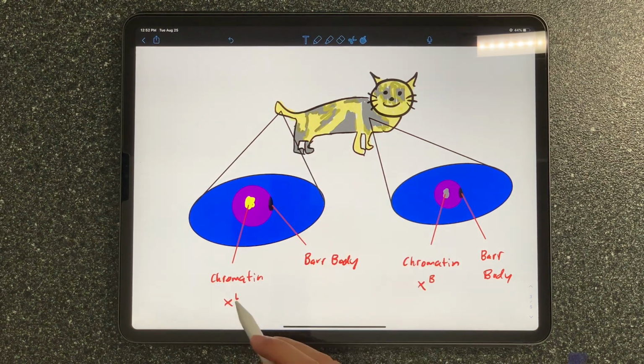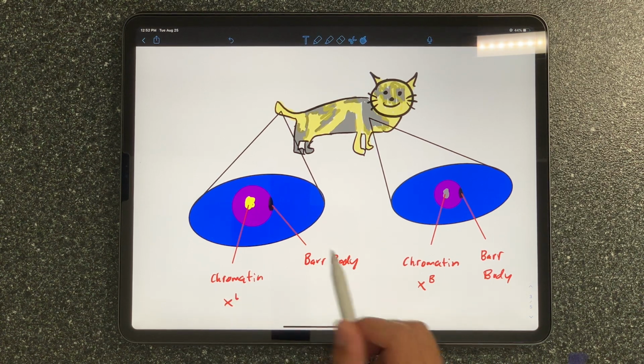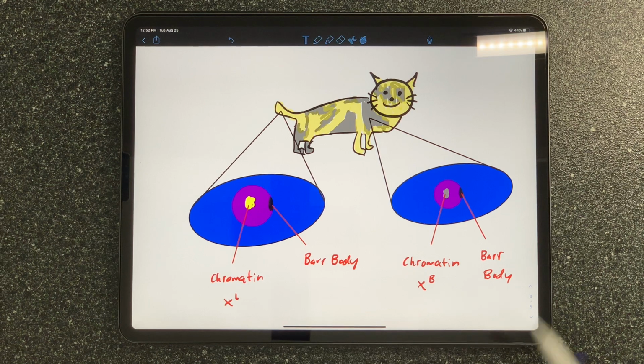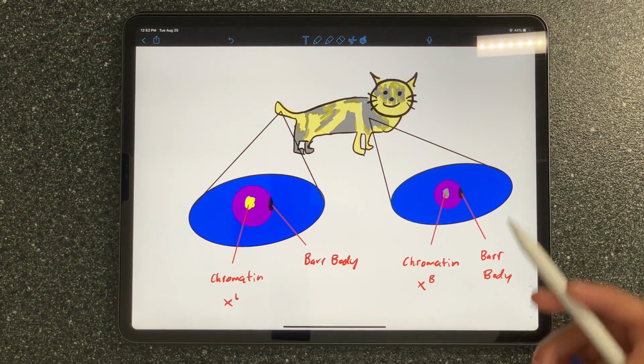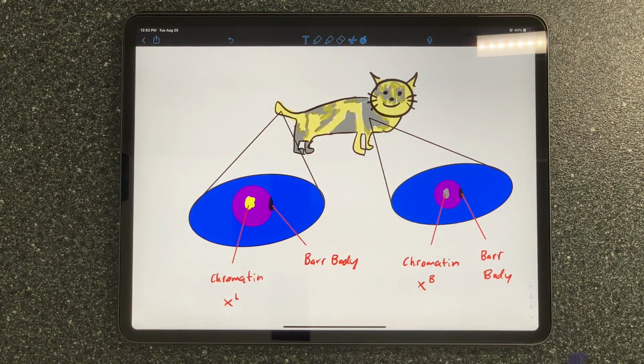So if you took a yellow one, you would have only a yellow cat, because it had only the activated X chromosome for yellow fur and the bar body. And again, the bar body is just the inactivated X chromosome. So no matter what, it will never look like a tortoiseshell cat because it only has that activated X chromosome taken from the mother.